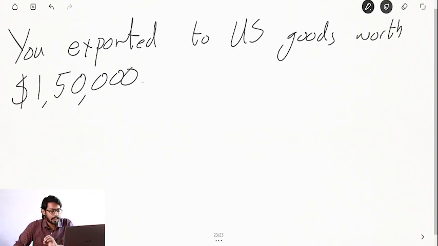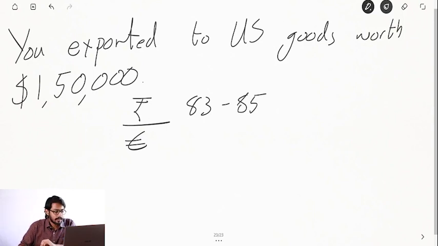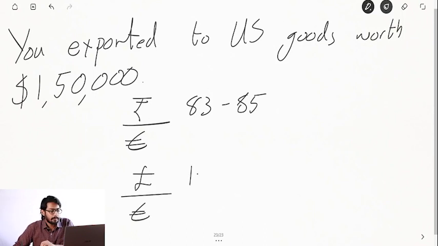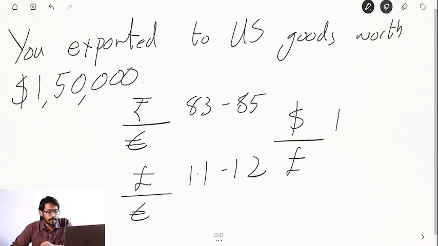The exchange rates are: rupee by euro is 83.85. Pound by euro is 1.1, 1.2. Dollar by pound is again 1.15, 1.25. Shall we do it?